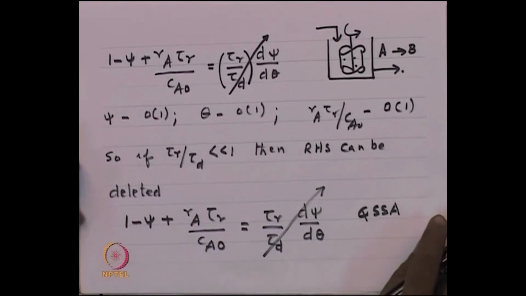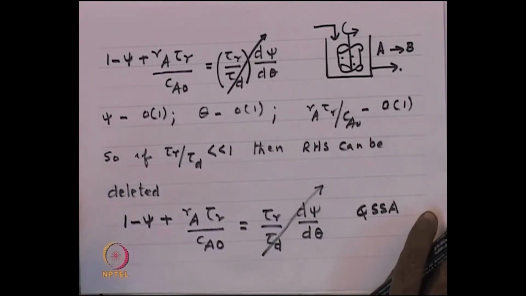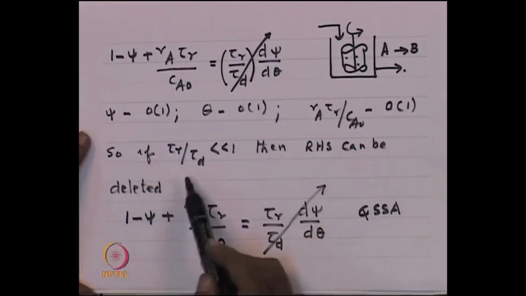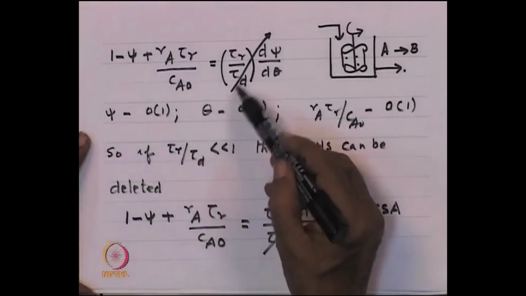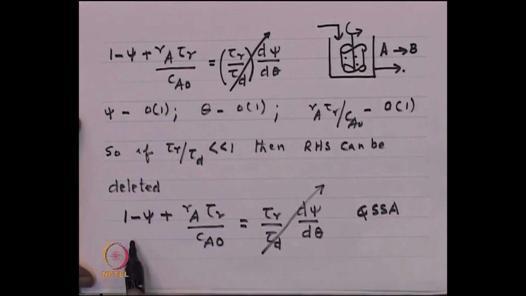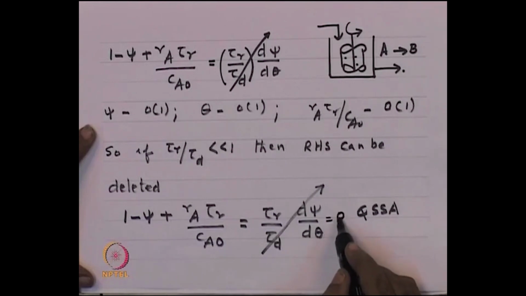What we are saying is that under the non-dimensional representation, we are able to look at the values of each term, and since the order of magnitude is all made up to 1, any term which is very small we can knock out. Therefore, we can understand what is happening to the system under those conditions under which this particular assumption holds. In this case, tau r by tau d less than 1 means that this right hand side can be knocked out. Therefore, we can look at the material balance as 1 minus psi plus R A tau r by C A 0 equal to 0, since the right hand side is very small, we call it equal to 0.